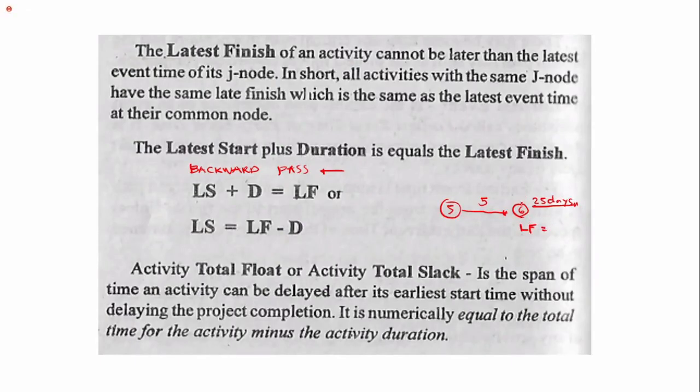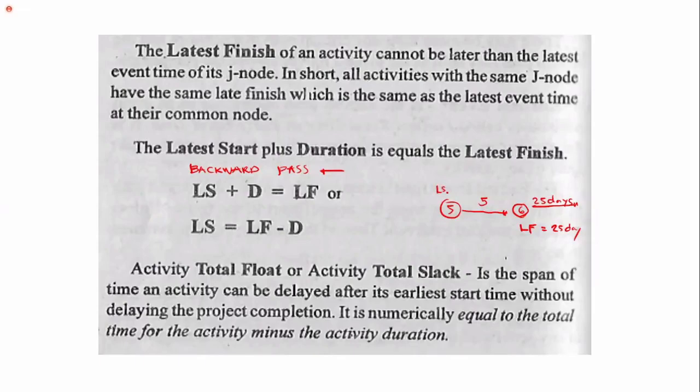So by the way, this event is the last event. This is the completion, it is 6. This is called the backward pass, because we start at the last event. So late finish, this would be the duration. And to solve for the late start, LS.